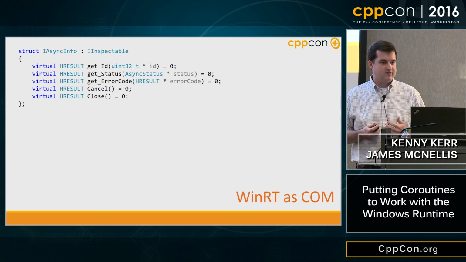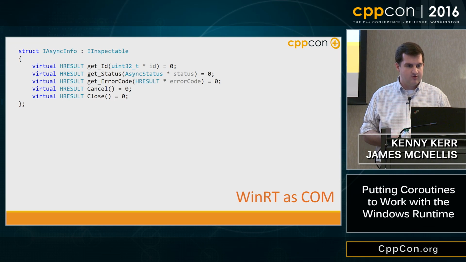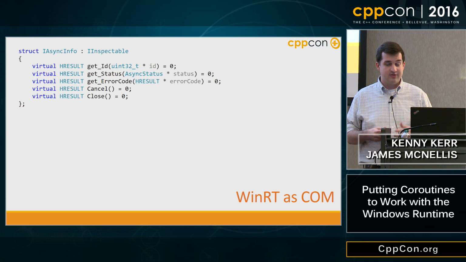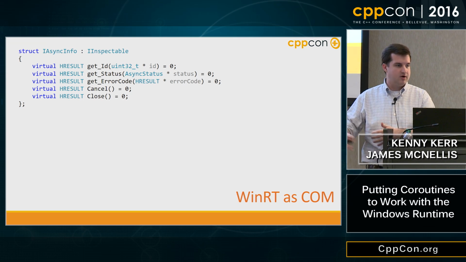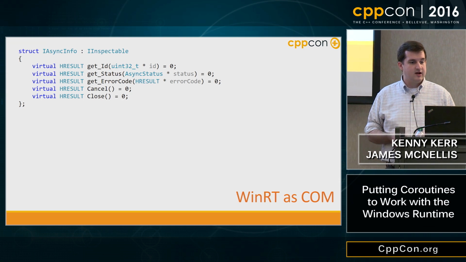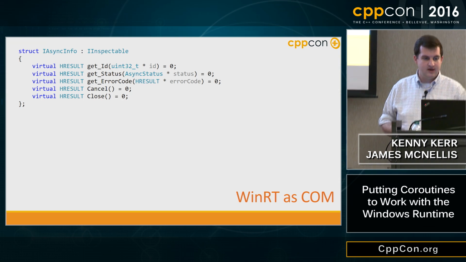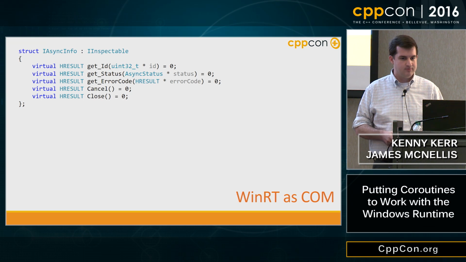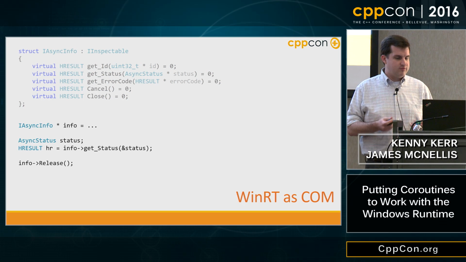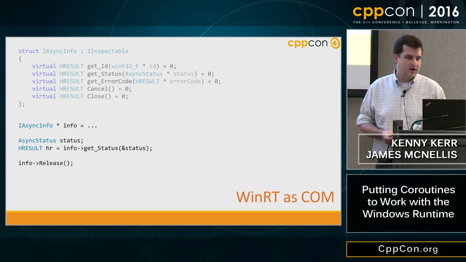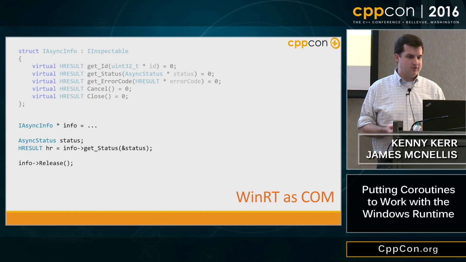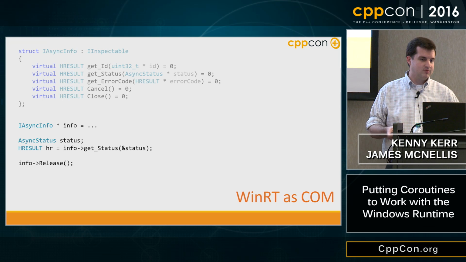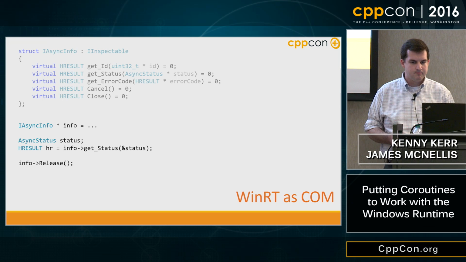And they have some base interfaces that provide access to these. One of these is IAsyncInfo. The two key pieces here are that it allows you to get the status, so it'll tell you if it's completed, if it's still in progress, if it's been started. And then it also allows you to cancel the operation if it's in progress, or request cancellation. If you have one of these interfaces, you can just use it like any other COM interface. So for example, if you get an async info from somewhere, then you can call get status in order to get the status, and then you'll have to release the async info pointer when you're done with it.